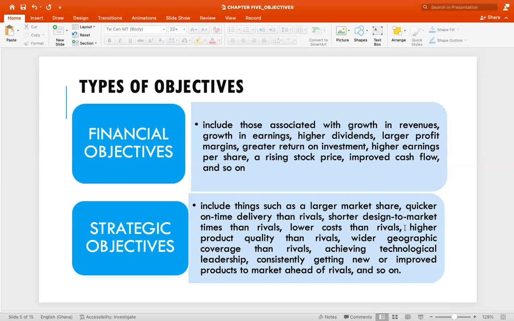If your rivals are able to get a product onto the market before you, they are likely to build that brand and get customer loyalty before your product comes onto the market. So you can have an objective to have shorter design to market times than rivals. You can have an objective to have lower costs than rivals.